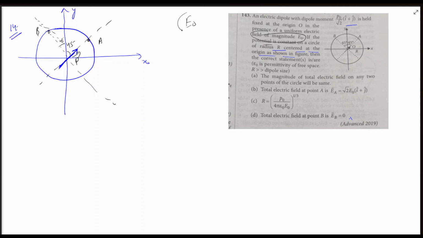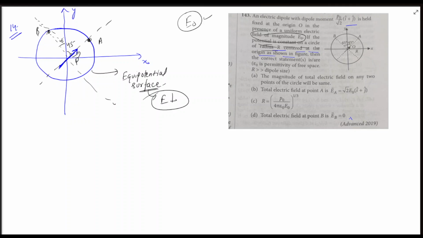So there is an external electric field also, but we do not know the direction of it. In the question it is given the potential is constant on the surface. So this circle is actually an equipotential surface. And we know at an equipotential surface the electric field is always perpendicular, right? So let's first find the electric field at A and B, okay?